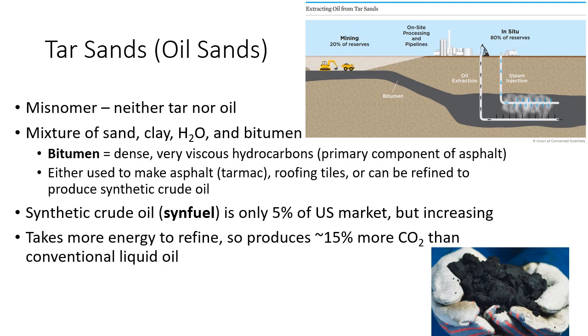Traditionally, what you would use it for is to make asphalt. You could use it to make asphalt roofing tiles, or more likely today, you're going to refine it into syn fuel or synthetic crude oil. It's a small portion of the US market, but it is increasing, though this is going to take a lot more energy to refine than traditional crude oil, and it's going to therefore release about 15% more CO2 than conventional crude oil during the refining process.